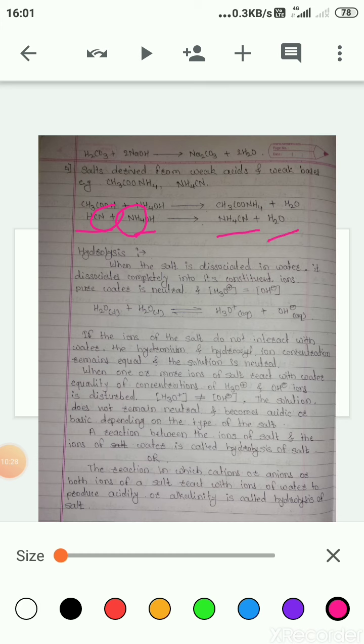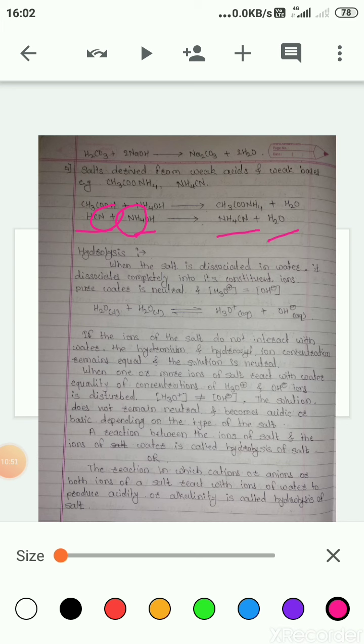Okay, so we have seen four types of salts. First one, it is salts derived from strong acid and strong base. Second one, salts derived from strong acid and weak base. Third one, salts derived from weak acid and strong base. And fourth one, it is salts derived from weak acid and weak base.